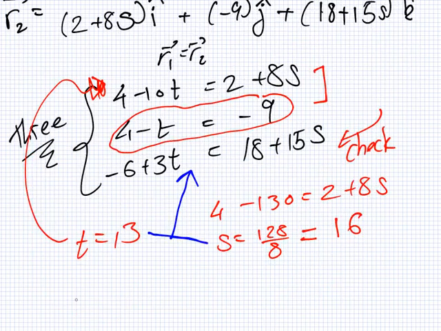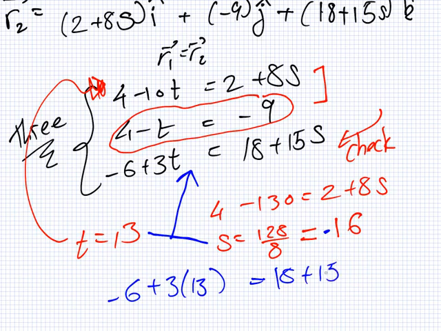So, minus 16. So, minus 6 plus 3 times 13. Fahad and KJ, can you check the side on the right? 18 plus 15 times minus 16. That gives 33, and here, minus 2. That's looking bad.